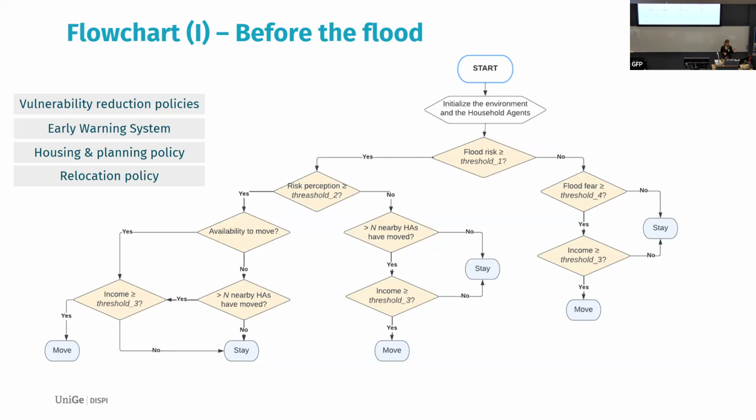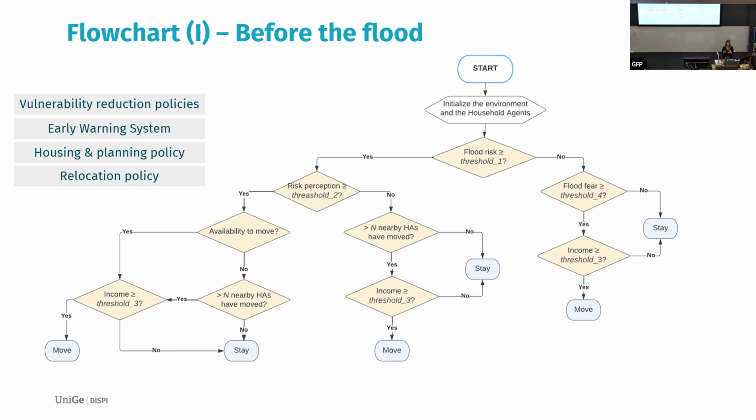And this first slide represents the time before the flood. So what people do before the flood, if they move preventively, if they feel to be not safe, they try to find another place.